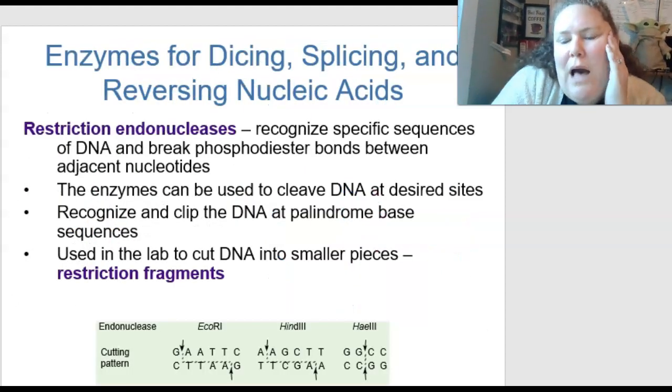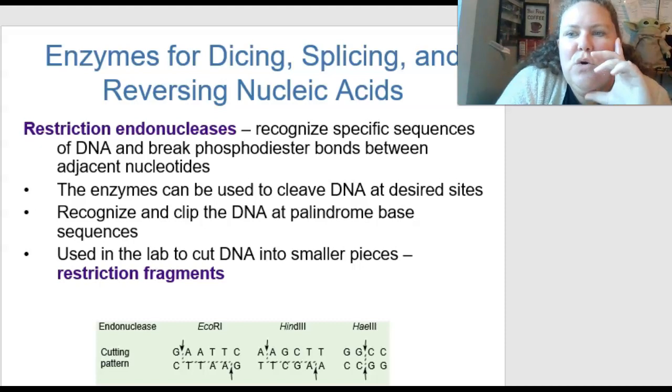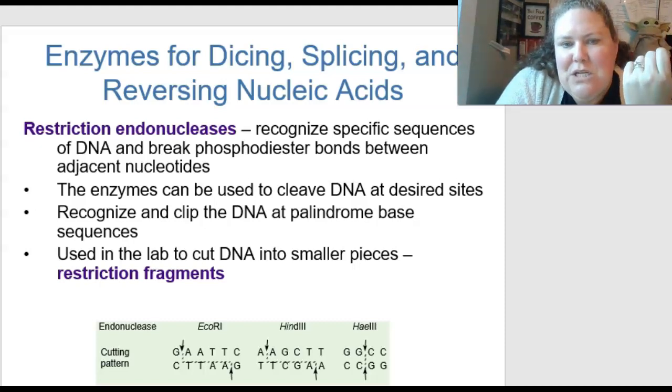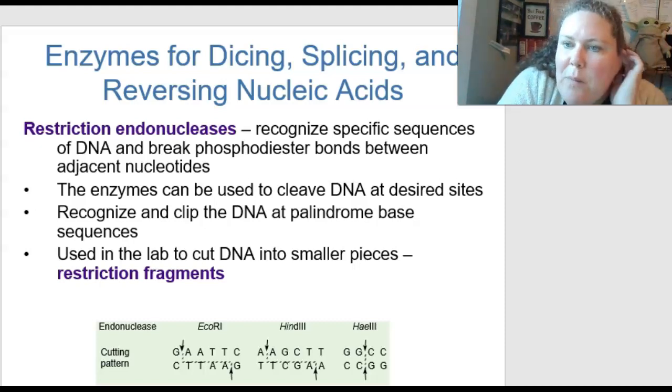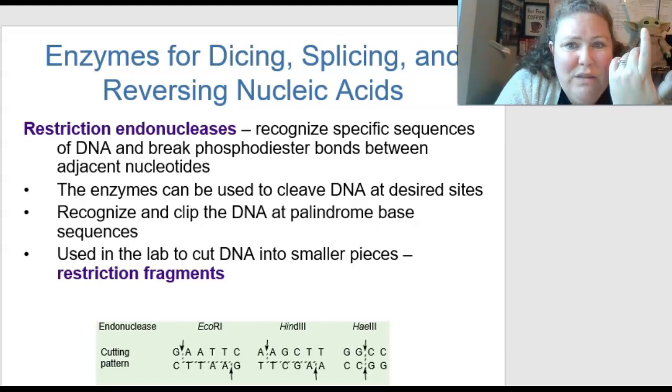All right, so how do we do this? Well, we have enzymes for slicing and dicing and also reversing those nucleic acids. So we are going to use these restriction endonucleases, okay? And remember that proteins, specifically the enzymes that are specialized proteins, are going to end in the suffix of -ase. And so they're also kind of named for what they do.